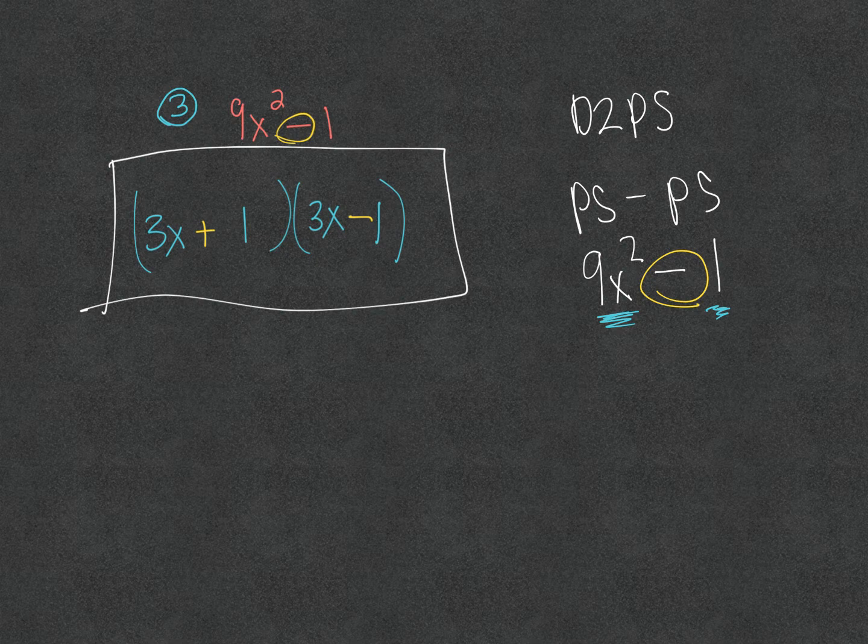Remember that if you don't see the pattern, you can always go and use the box, which is how we started with these problems. But we really want to concentrate on now if we see that we have a binomial, to check to see if it is a difference of two perfect squares, and then use that pattern.